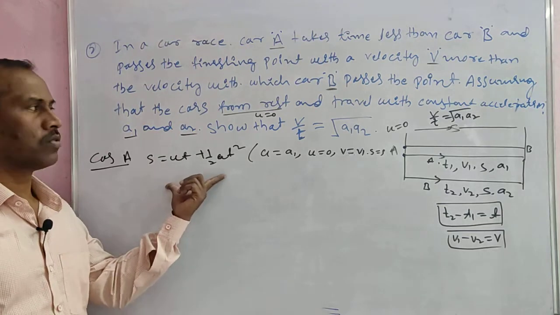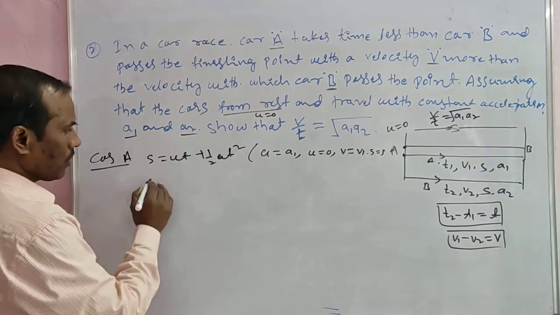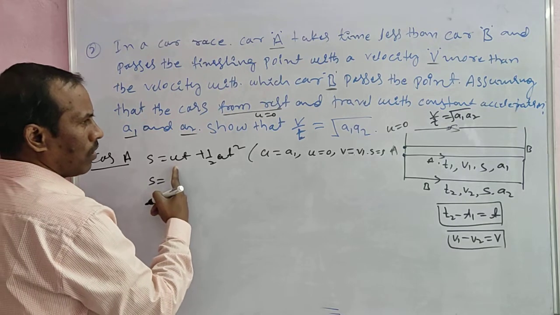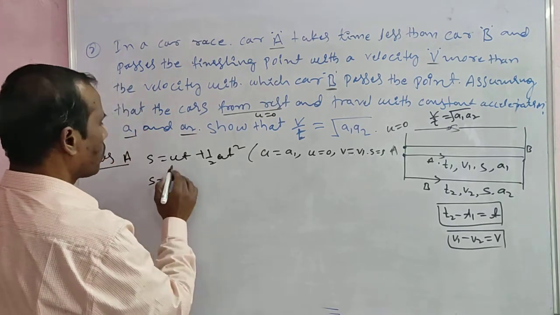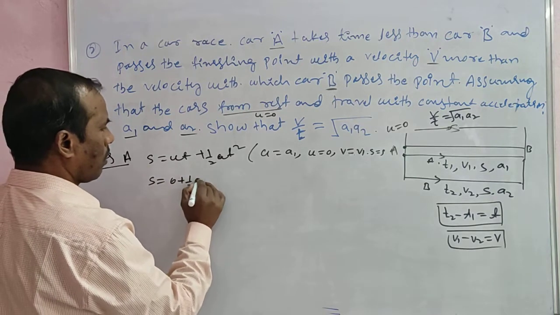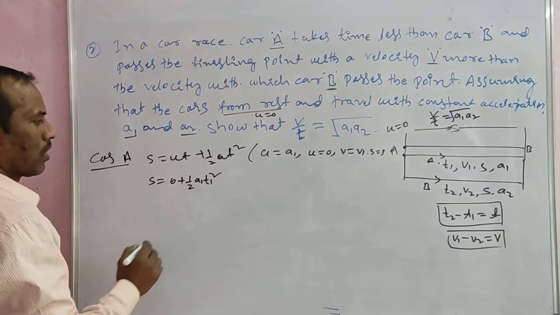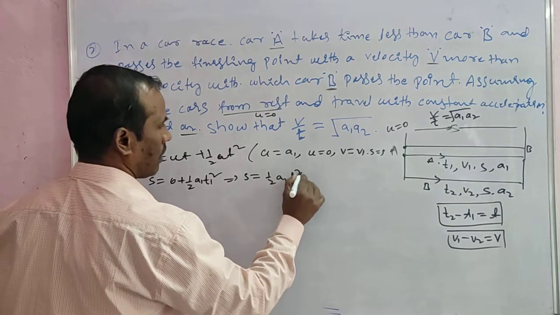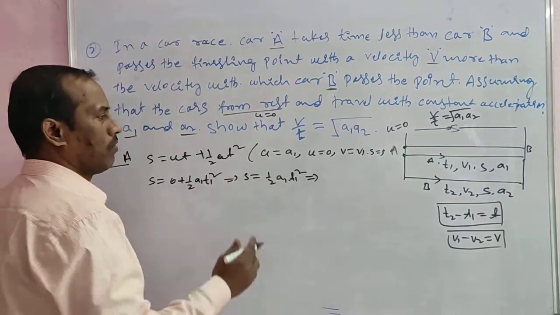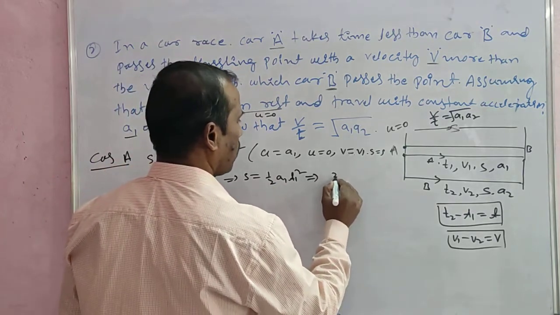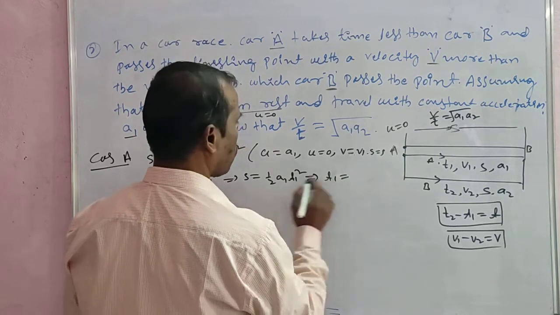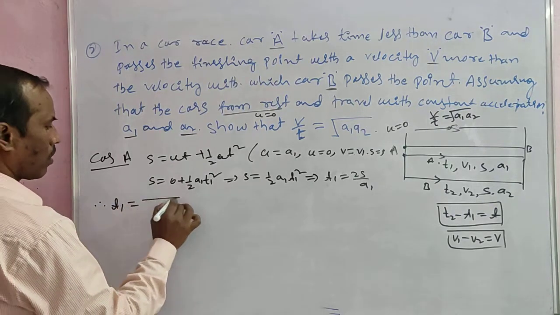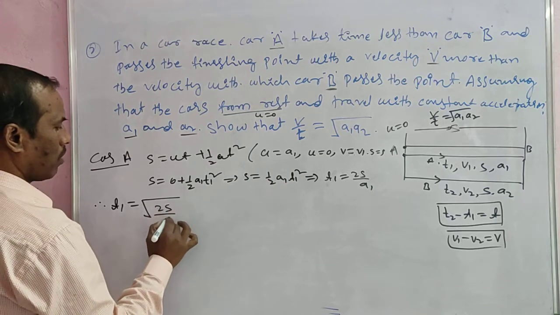So this is car A's race. Now S is equal to half A1 T1 square, since u is 0. We want T1, so by cross multiplication, T1 square is equal to 2S by A1. Therefore T1 is equal to the square root of 2S by A1.